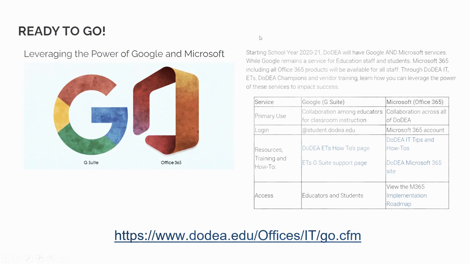One of the handiest charts they have references the difference between Google and Microsoft 365. The big aha moment for Google versus 365 is this. Google Suite, G Suite, is used for educators to collaborate with students. Microsoft 365 is for collaboration between educators and administrators and other staff across DoDEA. So if we think about G Suite for students and Microsoft 365 between educators, that should help clarify the differences.